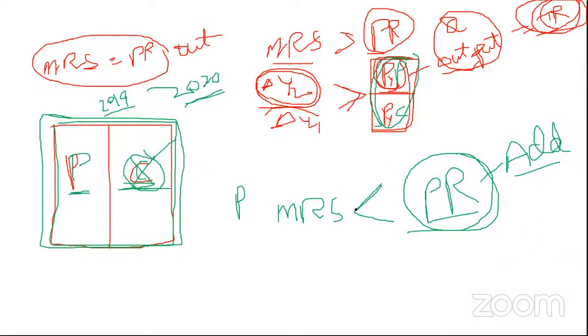MRS is less than the price ratio, PR. Addition of output will be done; extra product, an extra enterprise, will be added. When the price ratio is minimum, when the price ratio is not good, the substitution rate is greater than the price ratio, and there are no extra returns.